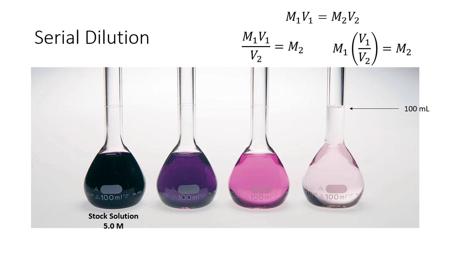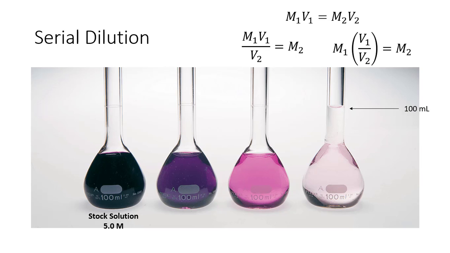All right, so what are the types of dilutions? This one is called a serial dilution. At the top, I've shown you M1V1 equals M2V2, and then I've rearranged it to get to what you see on the bottom right, which is M1 times V1 over V2 equals M2. All I've done is divide both sides by V2. And what that does is that gives us what's called a dilution factor, that V1 over V2, meaning how much did I dilute my compound.